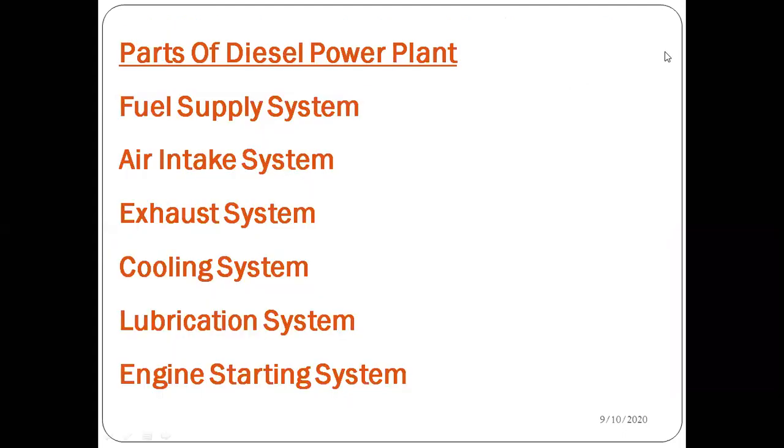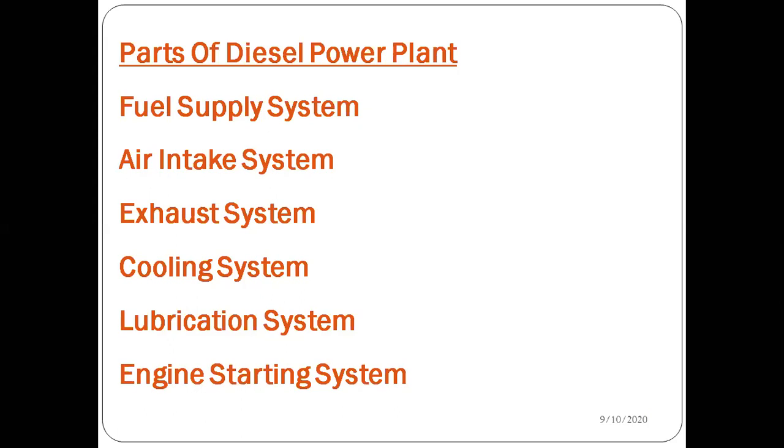Now, as mentioned in the video, there are different parts of the diesel power plant: the fuel supply system, the air intake system, the exhaust system, the cooling system, the lubrication system, and the engine starting system. So you can say that by combining these six systems, we get the total diesel power plant. In the fuel supply system, you store fuel in a tank, and after that the fuel is pumped with the help of a fuel pump.